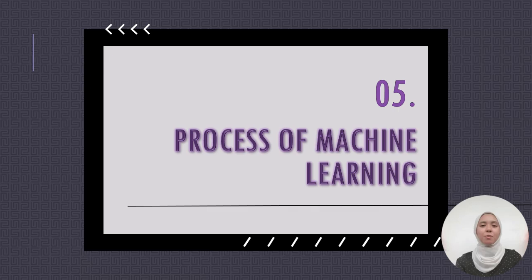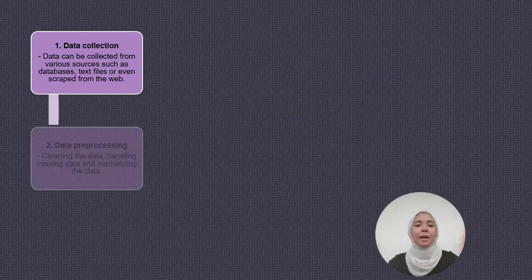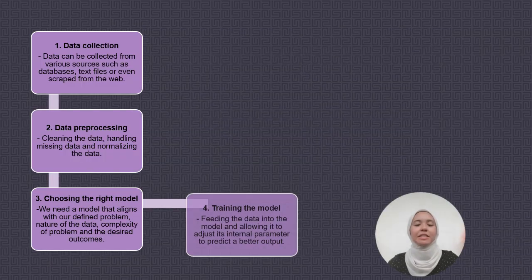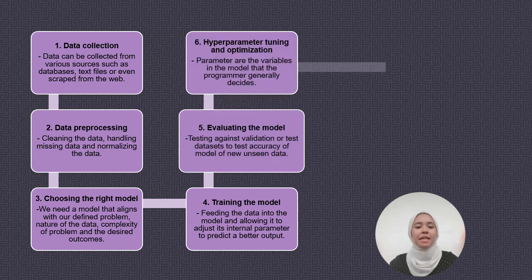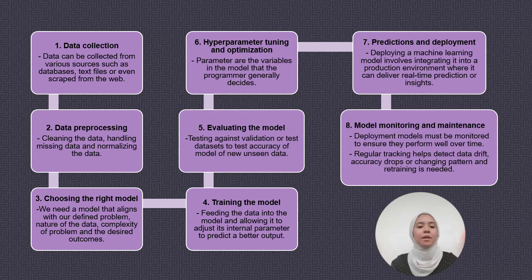Now I'm going to continue with the process of machine learning. There are 8 steps in the process of machine learning. The first one is data collection, where data can be collected from various sources. And the second one is data pre-processing, where we clean the data, handle missing data, and normalize the data.